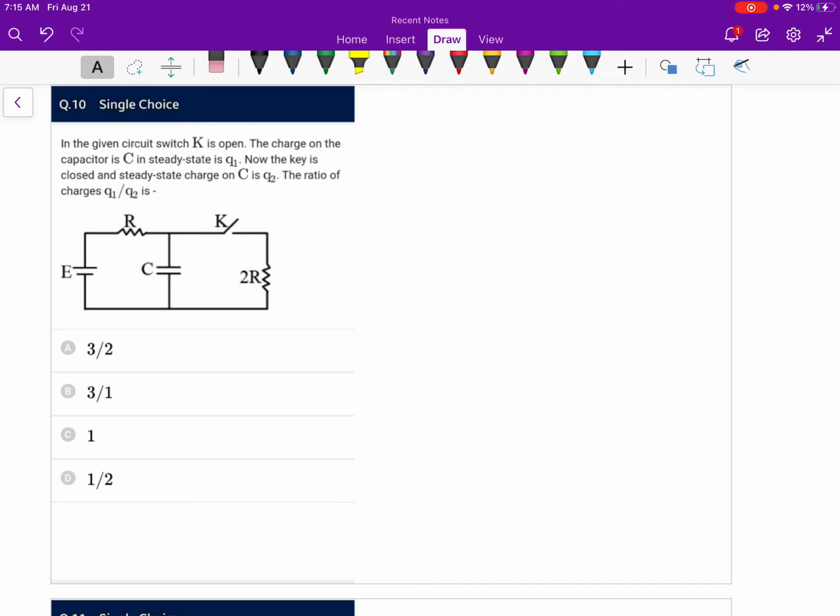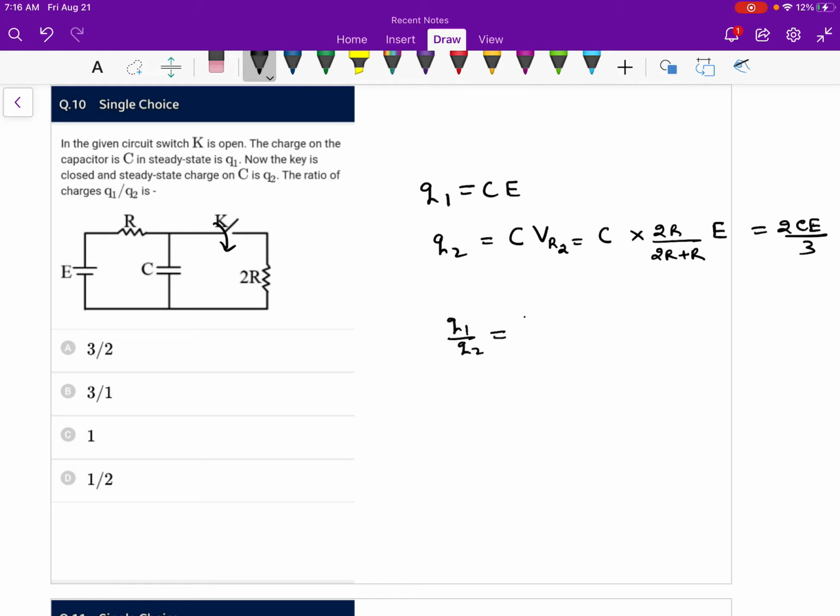Now the key is closed and steady state charge is on C is Q2, the ratio of Q1 by Q2. Previously Q1 was C into E, and when the switch is closed, Q2 is C into V across R2, and V across R2 is 2R upon 2R plus R into E, that is 2CE by 3. So ratio Q1 by Q2 is 3 by 2. So A is the correct option.